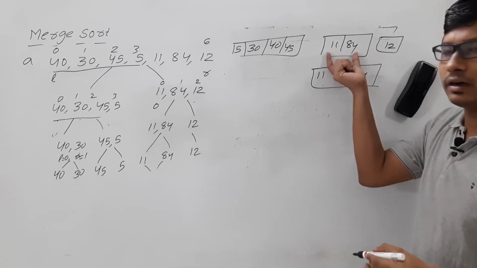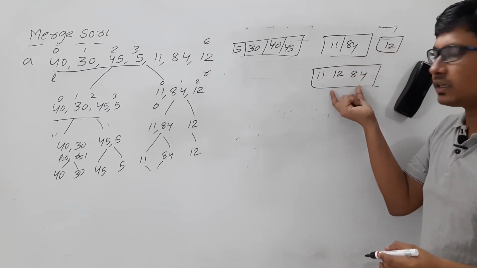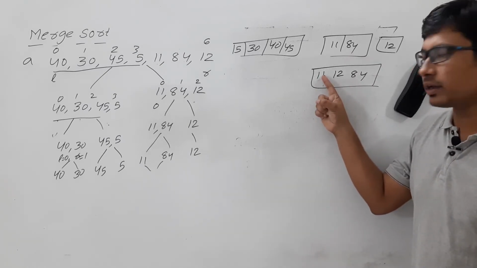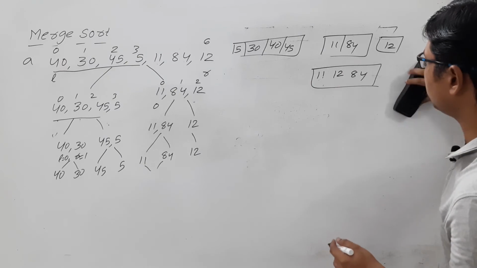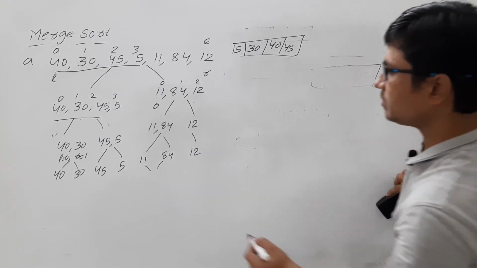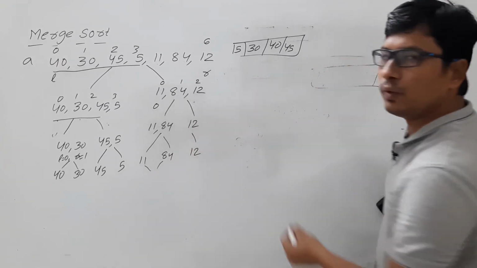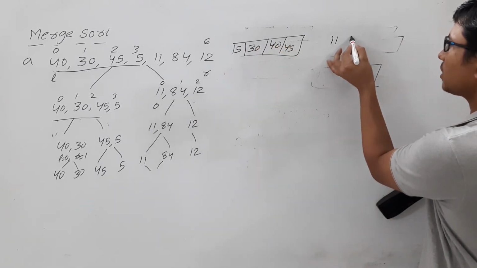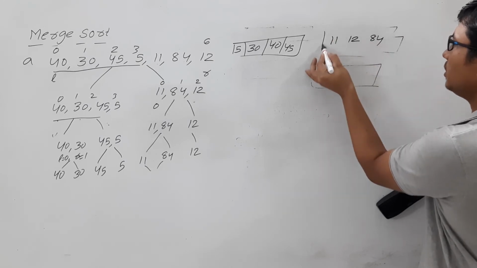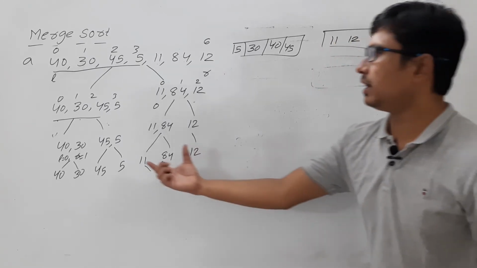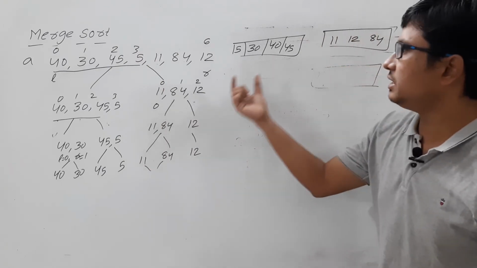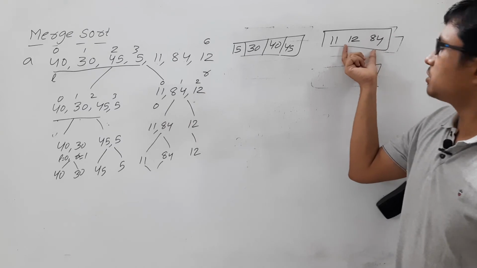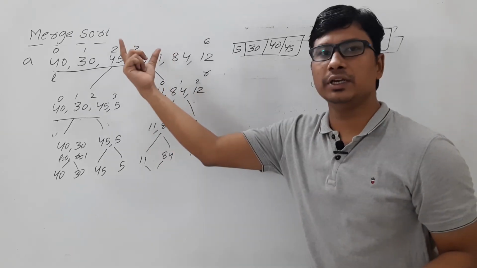Okay, you can take the array A, array B and take the array C. Again if you perform, you will get the elements in the sorting order as 11, 12, 84. Is it clear? So from these elements we got one array as 5, 30, 40 and 45. From this one I got 11, 12, 84. Now again these two arrays I need to merge. See, if you see it, all these elements we got it in the sorting order. Now again we need to merge them.